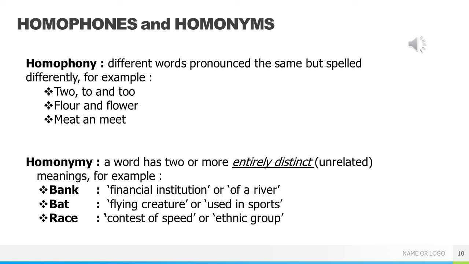Homophony and homonymy. Homophones are different words pronounced the same but spelled differently. For example, two, too, and to; flower and flour; meat and meet. Homonymy is when a word has two or more entirely distinct, unrelated meanings. For example, bank can be a financial institution or the side of a river. Bat can be a flying creature or used in sport. Race can be a contest of speed or an ethnic group.